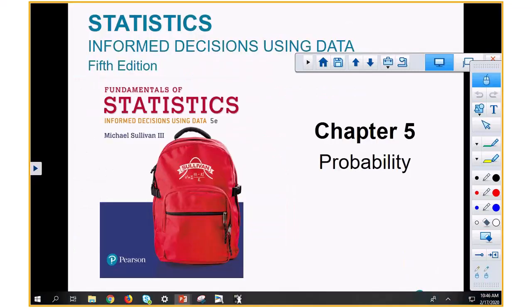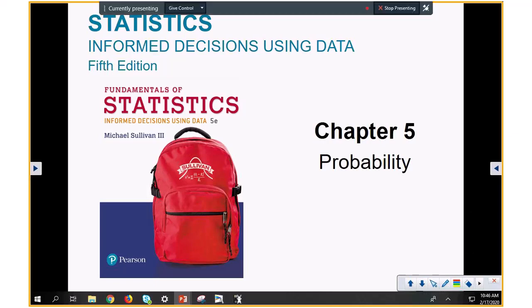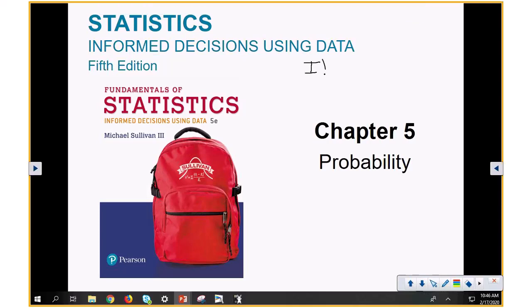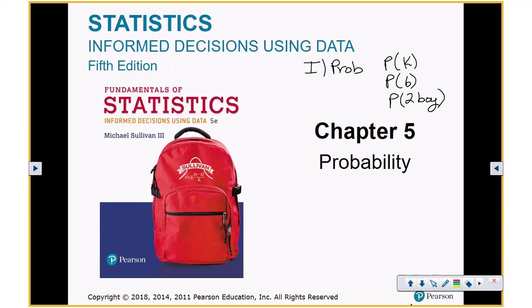All right, first thing is probability. General probability. That is the probability of picking a king out of a deck of cards, the probability of a 6 on one die, the probability of 2 boys with parents having 2 children. Okay, that's basic probability.